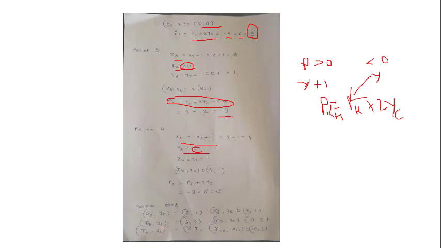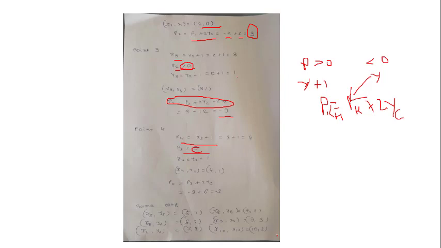By solving the other points we can get x5, y5 is 5, 1; x6, y6 is 6, 2; x7, y7 is 7, 2; x8, y8 is 8, 2; x9, y9 is 9, 3; and x10, y10 is 10, 3.